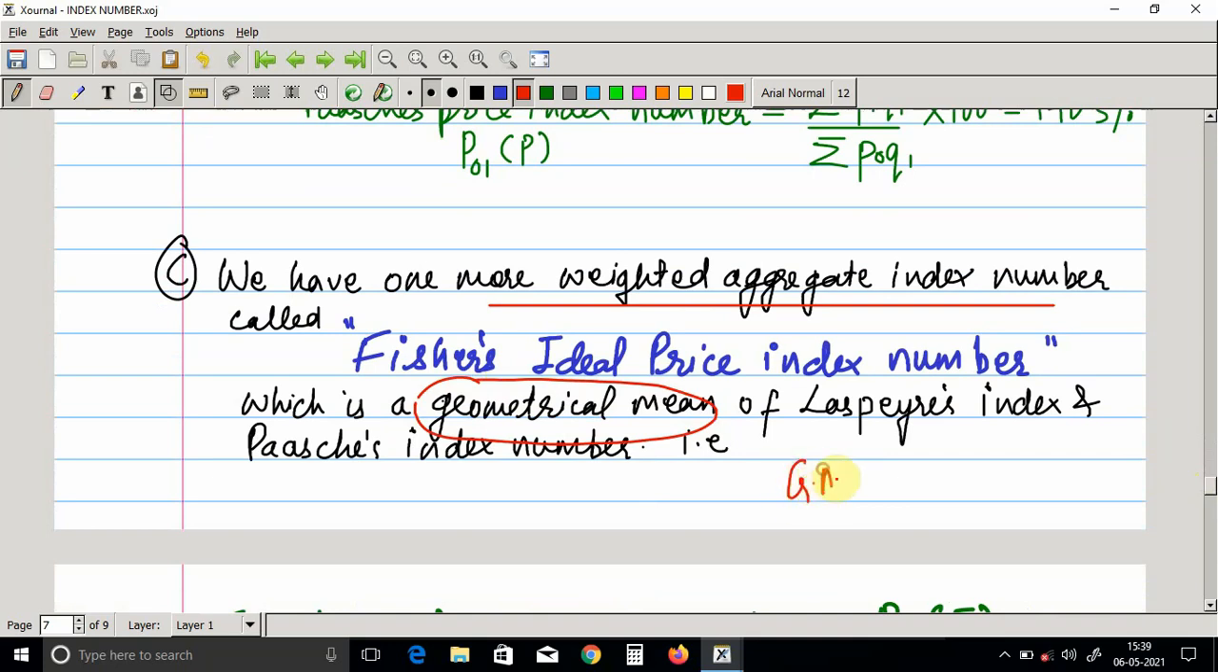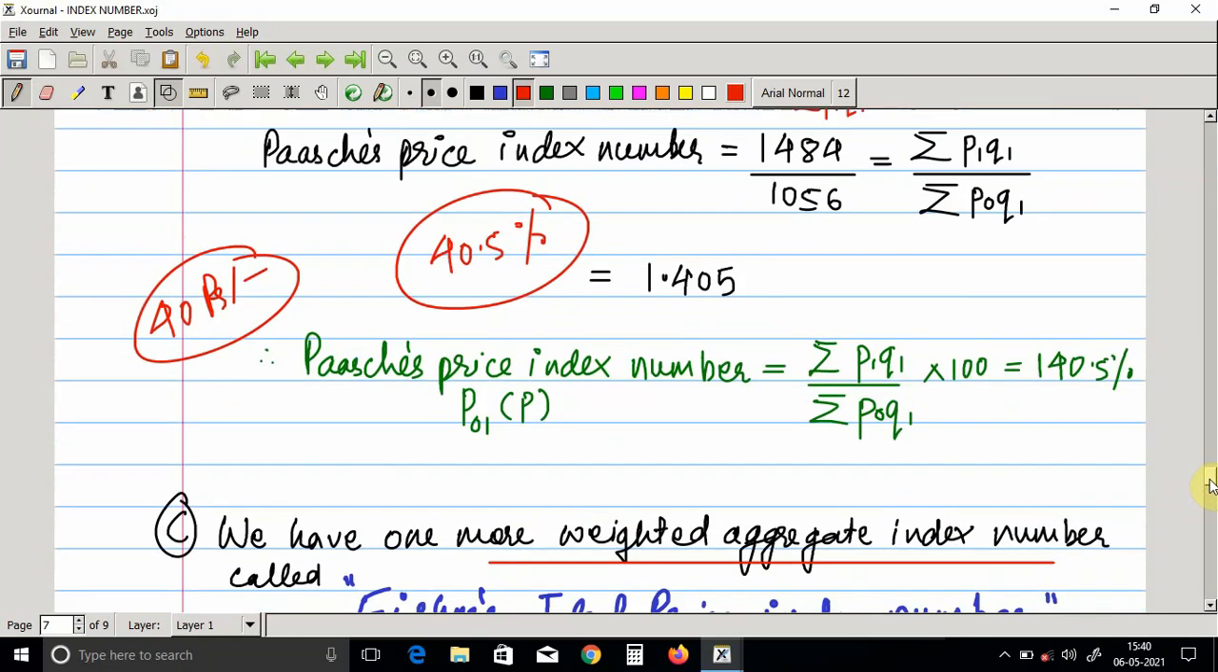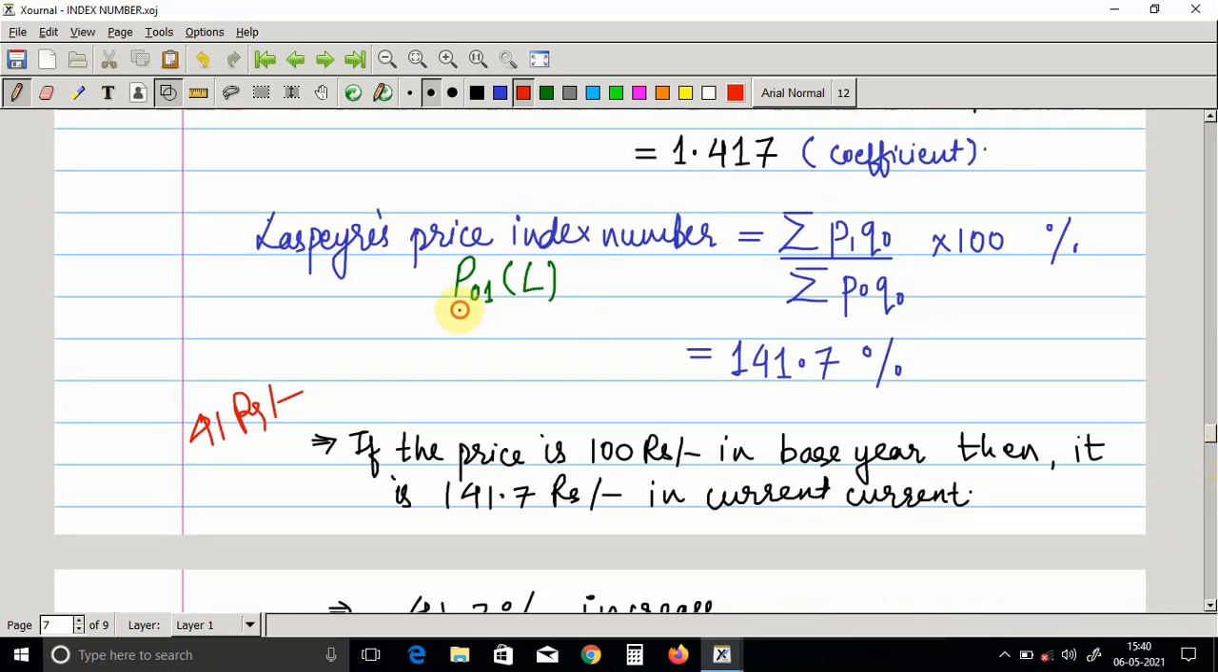So what is the formula of geometrical mean? For two numbers A and B, the geometrical mean is given by the square root of A into B. Just have a look. Fisher ideal price index number is denoted by P01, because it is a price index, and F is for Fisher ideal price index number. And this is the Paasche price index number. P01 is there because it is a price index, this P is for Paasche, and for Laspeyres, P01L is here.